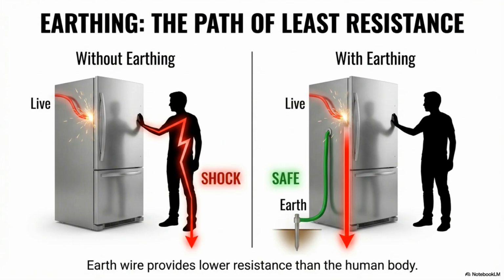Earthing is vital for safety. Without it, if a live wire touches an appliance casing, a person touching it could receive a severe shock. Earthing provides a path of least resistance for the current to safely flow to the ground.